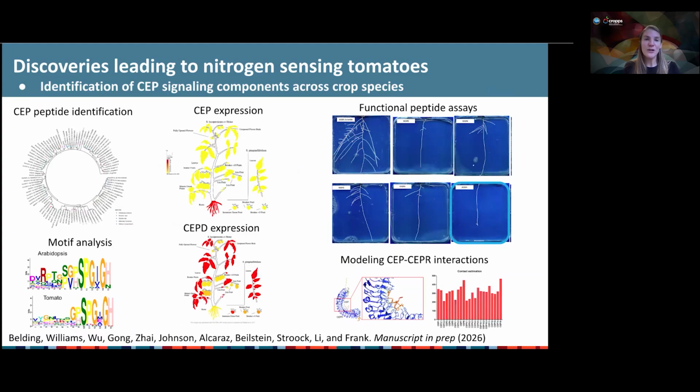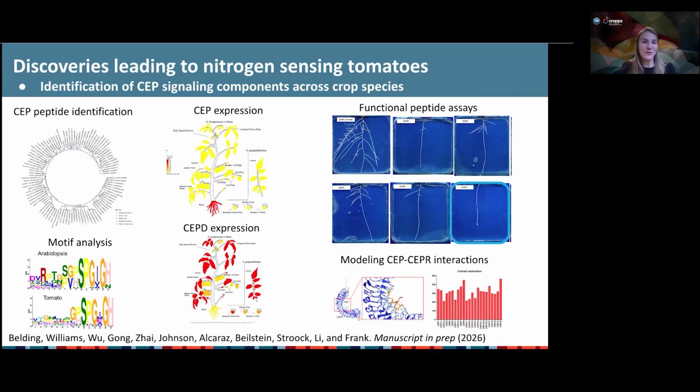We have taken the core components of the CEP signaling pathway and identified related homologs in our target crop species. Here I'm showing you just a small snapshot of our foundational discovery data for CEP peptide function in tomato, where we pulled out CEP sequences, analyzed their evolutionary relationships relative to other eudicot crops, compared their conserved amino acid motifs, where you can see that the tomato CEPs have considerable sequence divergence in the amino terminus relative to Arabidopsis, indicating unique evolutionary histories in these two species.